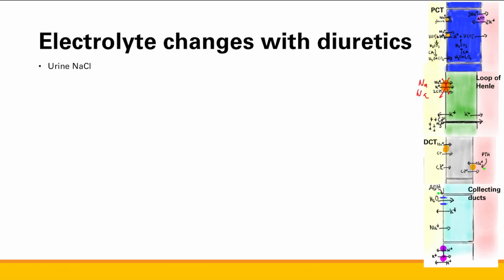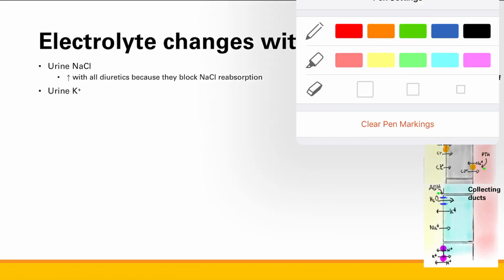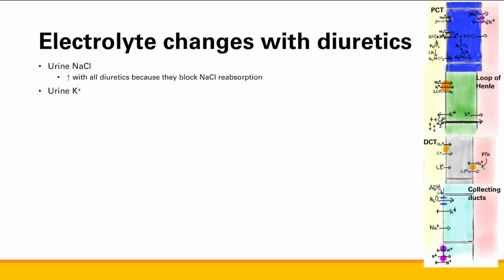Okay? Same here for carbonic anhydrase inhibitors. Remember those? Block this whole reaction, so there's less sodium reabsorption, less bicarb reabsorption, so you have more sodium in the urine. So all of them increase urine sodium chloride because they block sodium reabsorption. Next is urine potassium. How does urine potassium change? Well, let's look at loop diuretics and thiazides first.